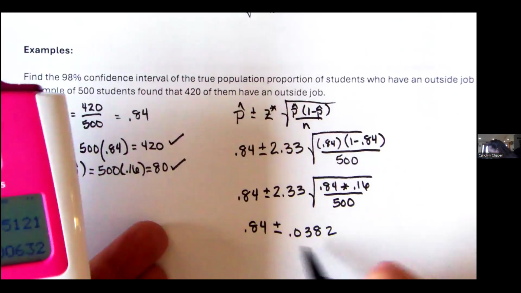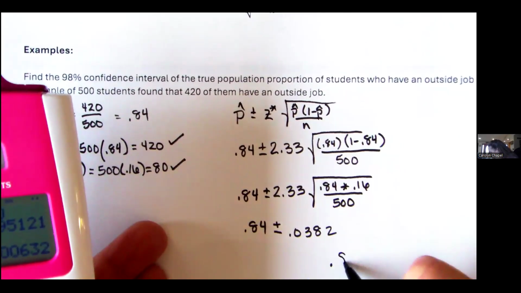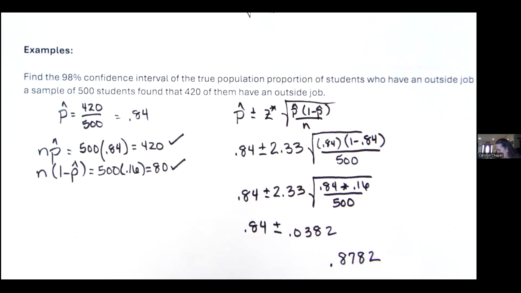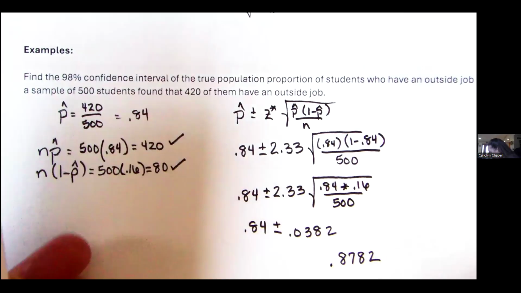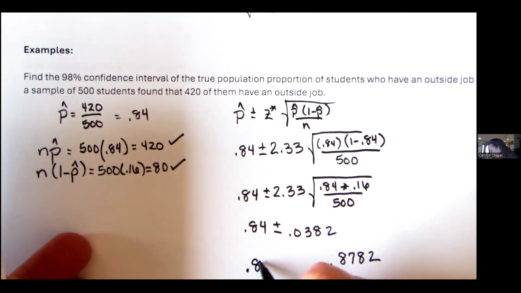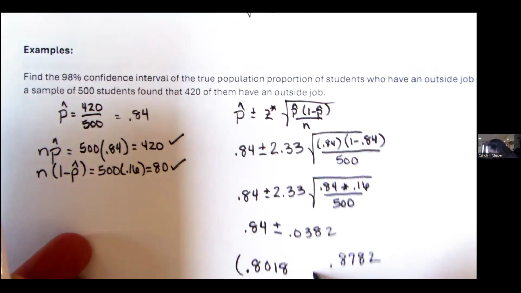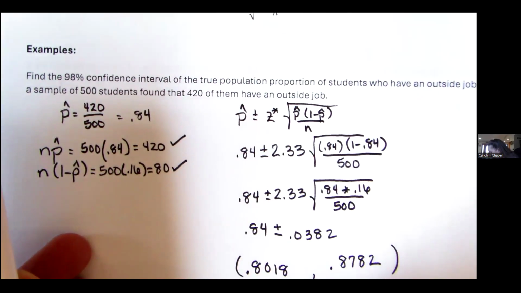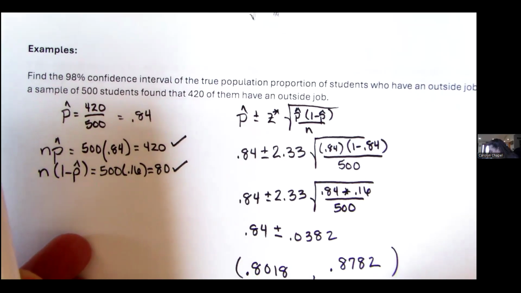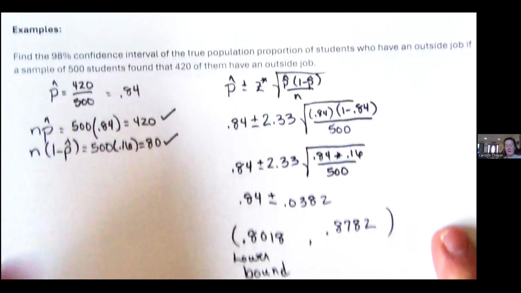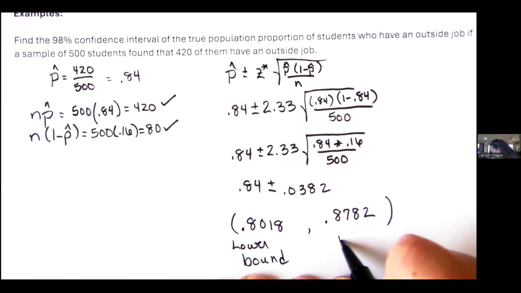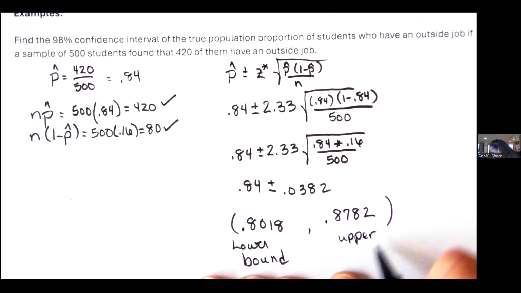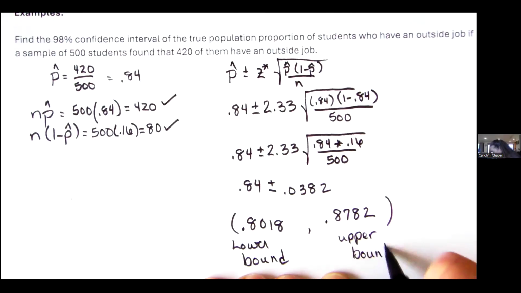I'm going to add first, and that gives me 0.8782. I will also take 0.84 minus that value, which gives me 0.8018. So here is my lower bound, which we've seen when calculating confidence intervals, and my upper bound.